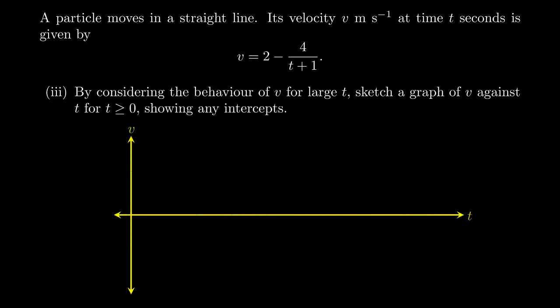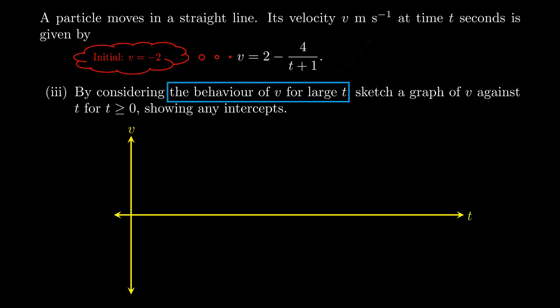So let's draw some axes. And before we look at the behavior of v for large t, let's remember back to part 1, the initial velocity is negative 2. Okay, it's going to be helpful because that's a starting place for us. Okay, so now the behavior of v for large t, what does that mean? Well, it means as a lot of time passes, so as t goes to infinity, what's going to happen?